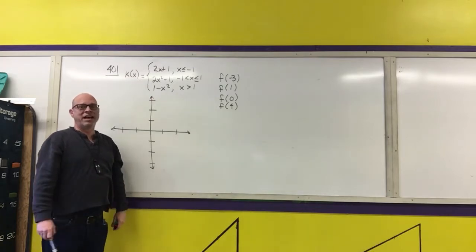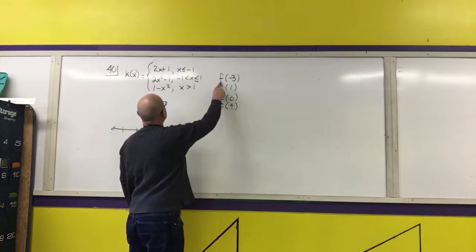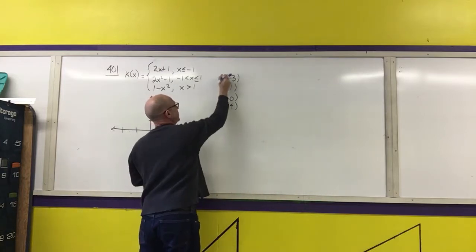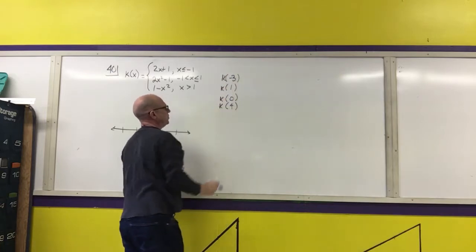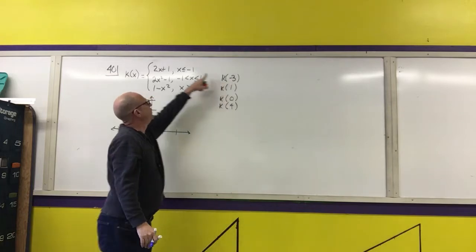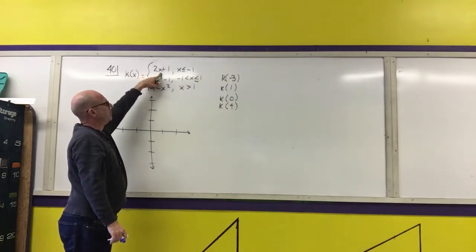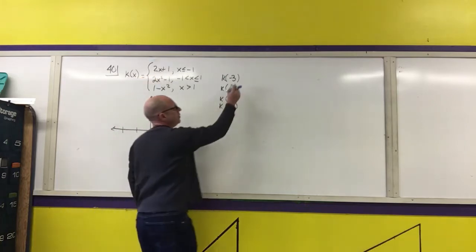First thing is evaluating piecewise functions. If I want to evaluate what k of negative 3 is, I need to figure out which one of the piecewise defined portions I'm going to use. Well, negative 3 is less than negative 1, so I'll use the top function. Negative 3 times 2 is negative 6. Negative 6 plus 1 is equal to negative 5.